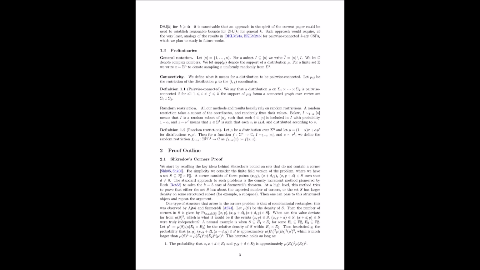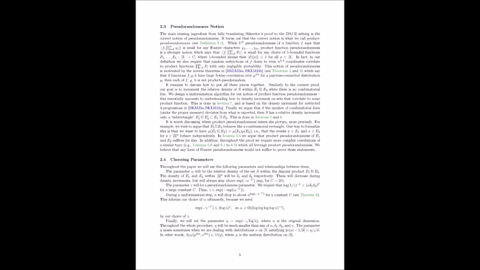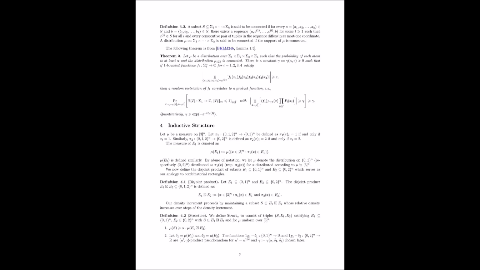And this whole process, analyzing correlations, applying inverse theorems, incrementing density, and uniformizing, eventually leads them to a point where the density becomes so high that it forces a contradiction. They essentially prove that their initial assumption of no combinatorial lines couldn't have been true in the first place. It's a brilliant strategy, using those seemingly abstract mathematical tools to corner those elusive combinatorial lines.